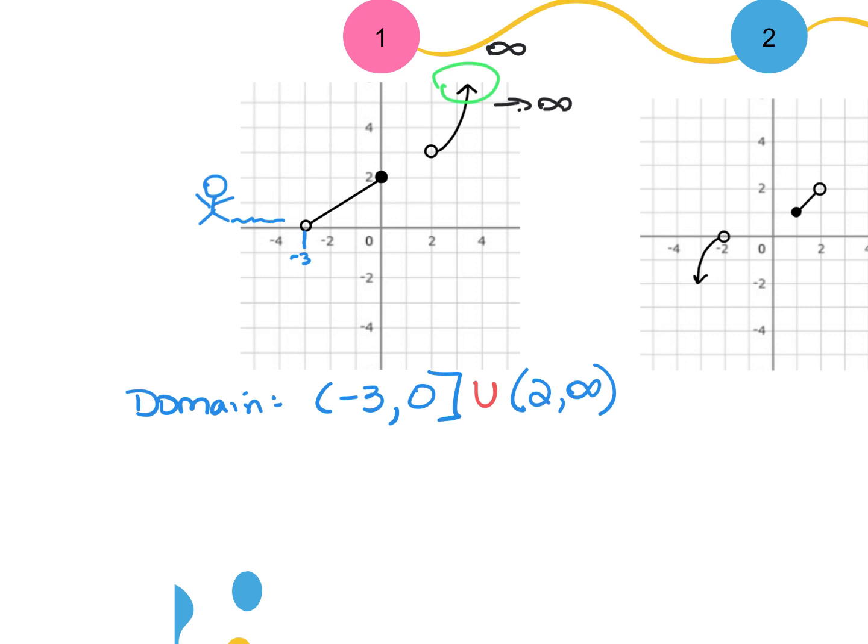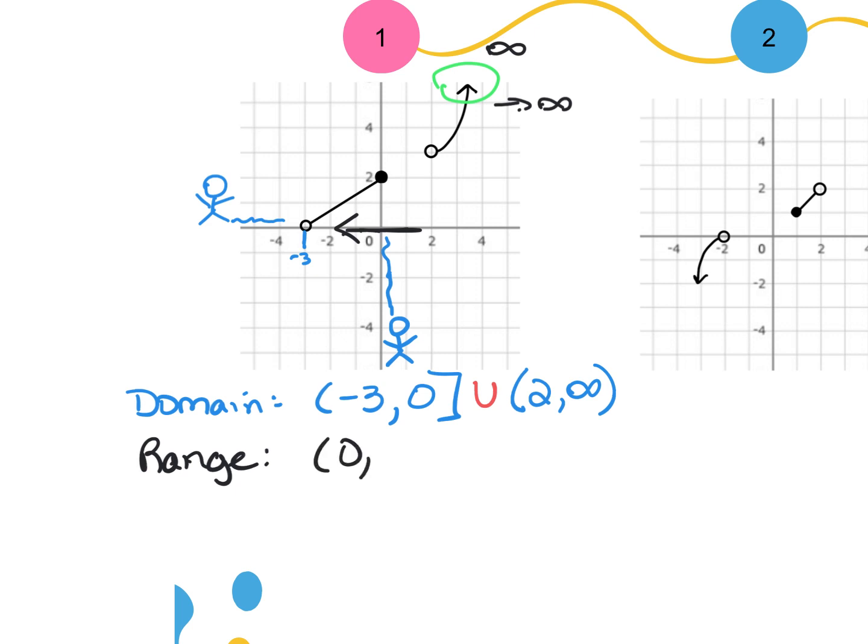So now what I'm going to do is start walking up from the bottom. My first y value that I encounter is right here at 0, and that's got an open circle. So for my range, the first value I come to is 0.